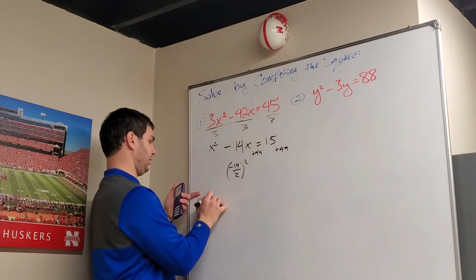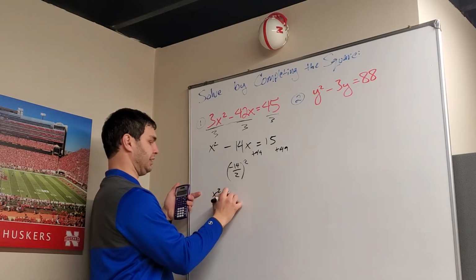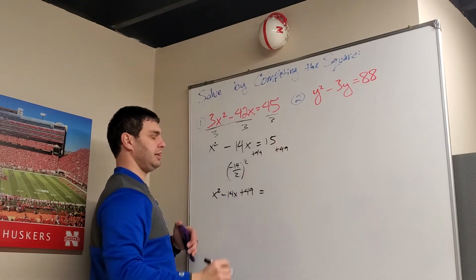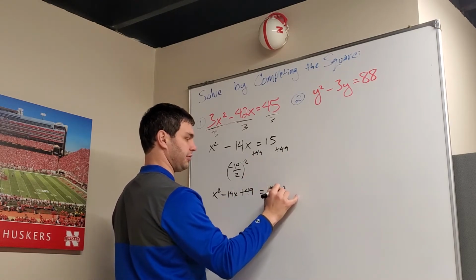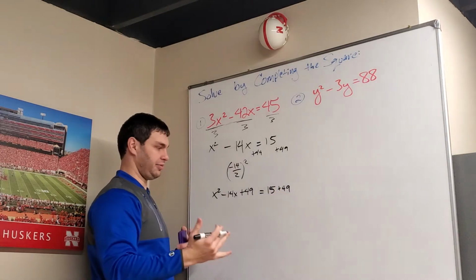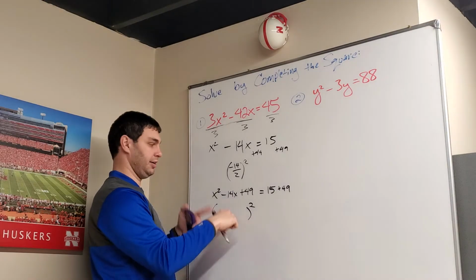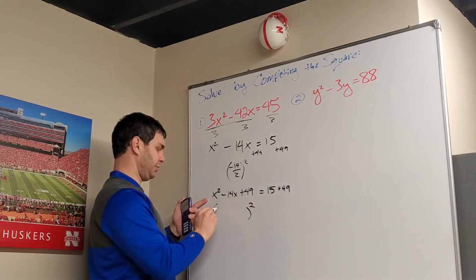And then what I'm going to do is bring it down. I'll write out the full step so you can see it. We have x squared minus 14x plus 49 equals, and over here, 15 plus 49. Now I can start to simplify a little bit and make this kind of what we want. I want a binomial squared. That's the whole reason we completed the square. And then we can do that by doing x here.